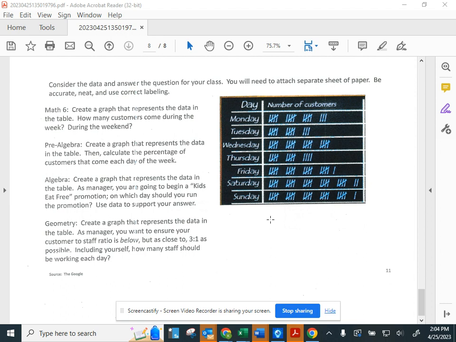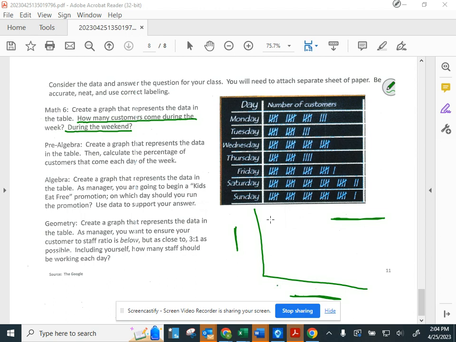Our last page is another graphing page. We need to create a graph that represents the table. Then we need to answer these questions: how many customers come during the week and during the weekend? When you make your graph, you're going to do a bar graph. Make sure you label the y-axis, label the x-axis, give a title to your graph, put your days down below, put your numbers going up, and make your bars. Then you're going to count how many come during the week and how many come during the weekend, and give me those answers. So you're doing your graph and answering both questions.